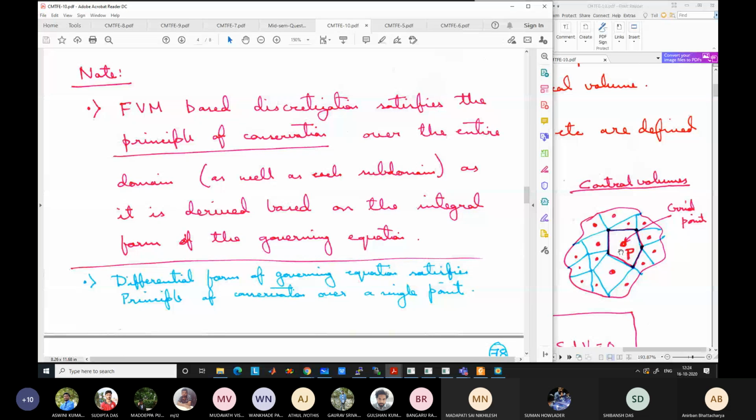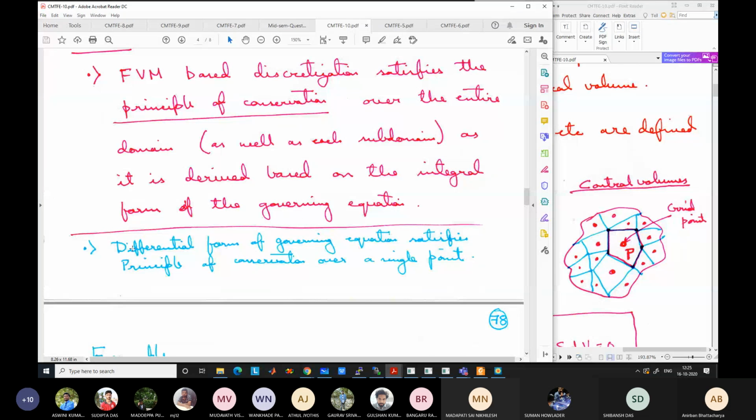But for finite difference, although you may get some solution, you have to check whether the energy is not changing over the entire domain with time. Things like that have to be checked. Okay, this is a very important property and difference between finite volume and finite difference. So why is this the case? The differential form of the governing equation satisfies the principle of conservation, but it satisfies it over a single point, because it is in differential form. But the integral form of the conservation equation satisfies it over the volume, and we are taking the differential form and converting it to the integral form in some way.